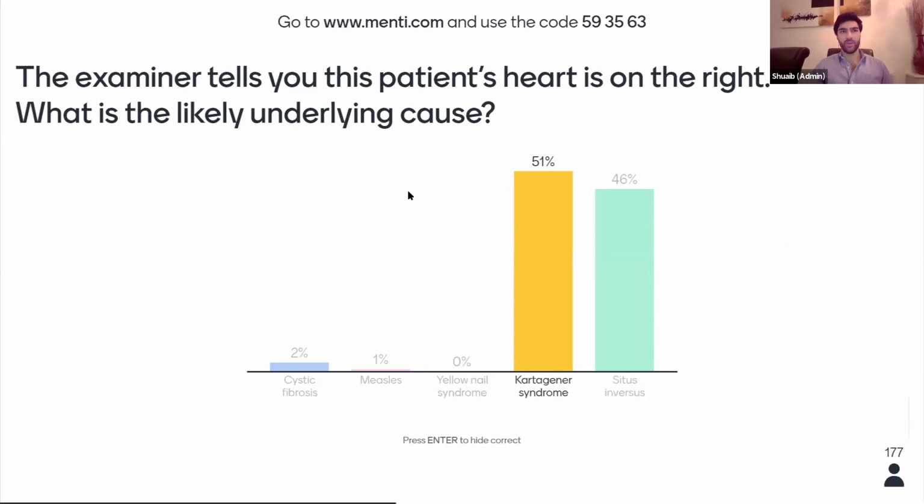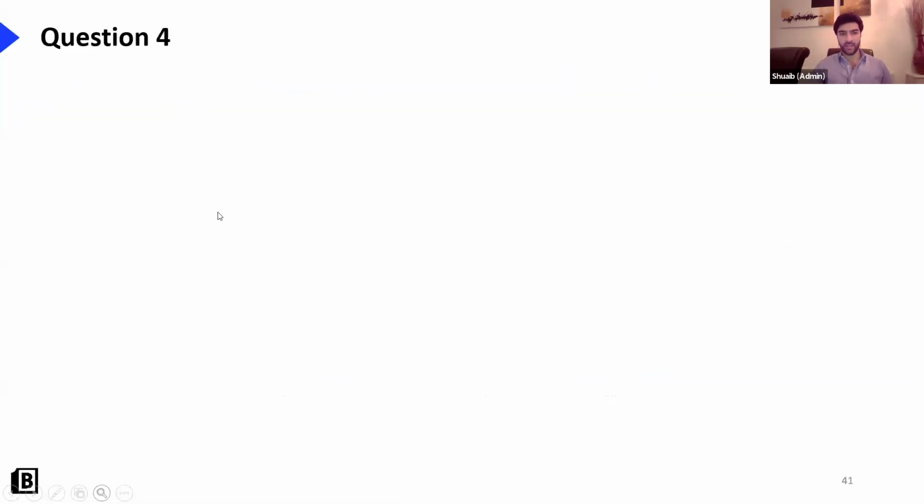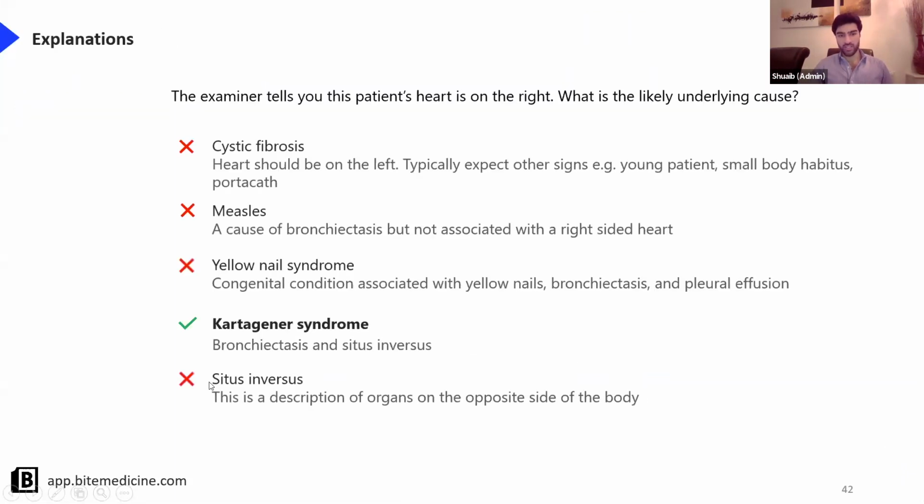Let me explain why. So we focus on the two most common answers. What is Cartagena syndrome? It's a congenital cause of bronchiectasis, and patients also have situs inversus. So their organs are on the other side. Their liver is on the left, their spleen is on the right, their heart is on the right, and they also have bronchiectasis. So it's a syndrome which consists of bronchiectasis and situs inversus, and that's Cartagena syndrome.